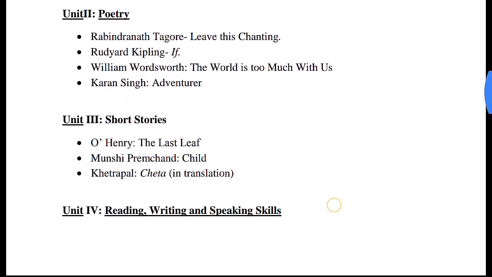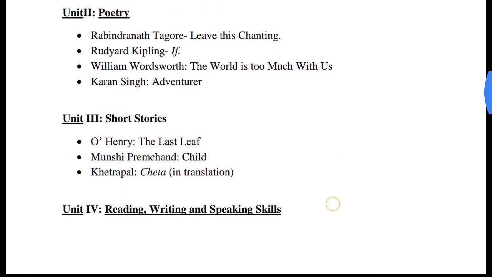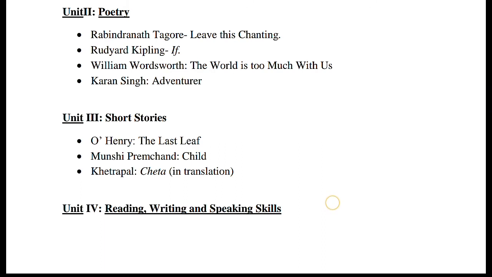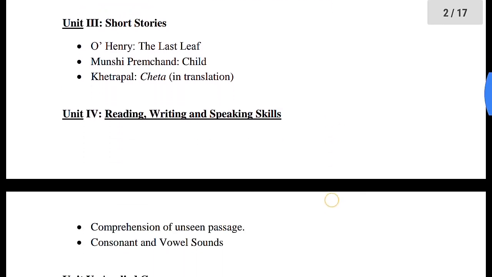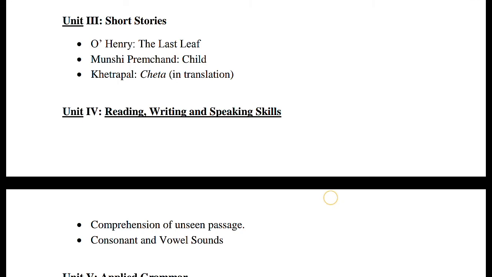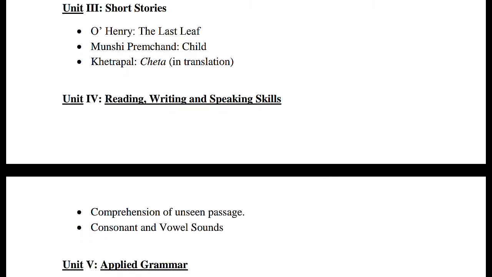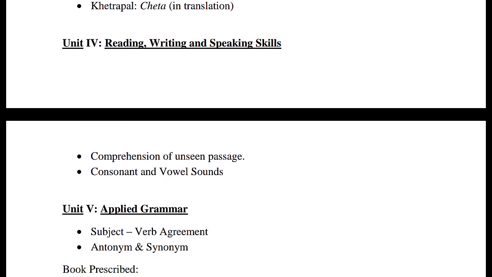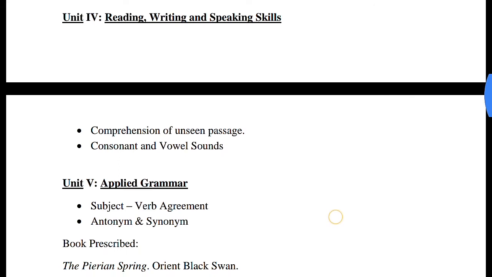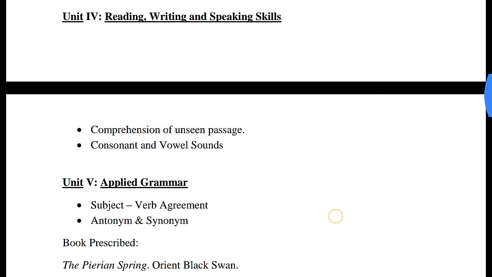Third unit has short stories, and topics in this unit are O. Henry's The Last Leap, Munshi Premchand's short story The Child, and Khetrapal Chita in translation. Unit 4 will have reading, writing and speaking skills, and topics in this unit are comprehension of unseen passage, consonant and vowel sounds. Section 5 will consist of applied grammar, subject verb agreement, antonym and synonym.